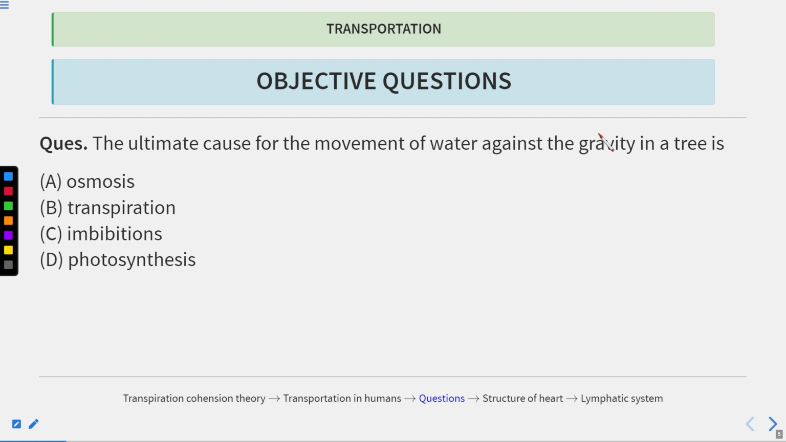So these are the options. Osmosis, we have already discussed what osmosis is. Next is transpiration. What is transpiration? Transpiration is the loss of water in the form of water vapor.